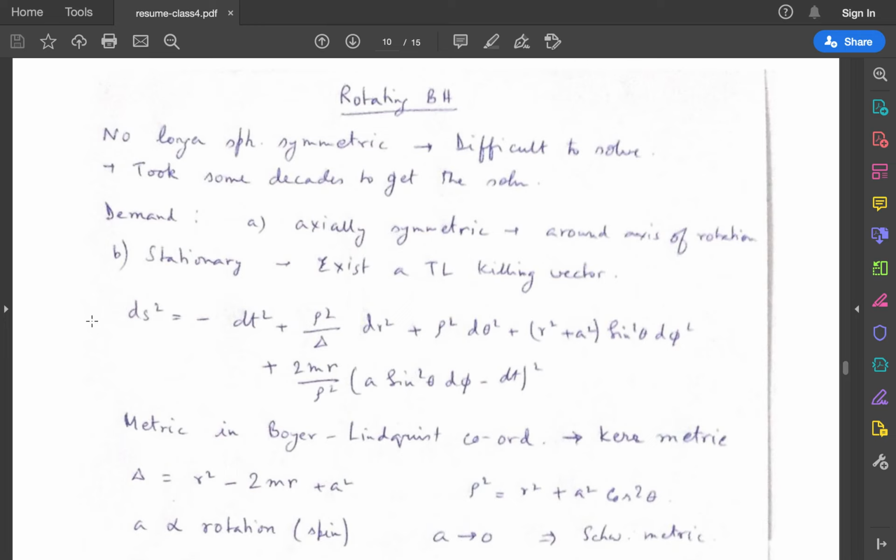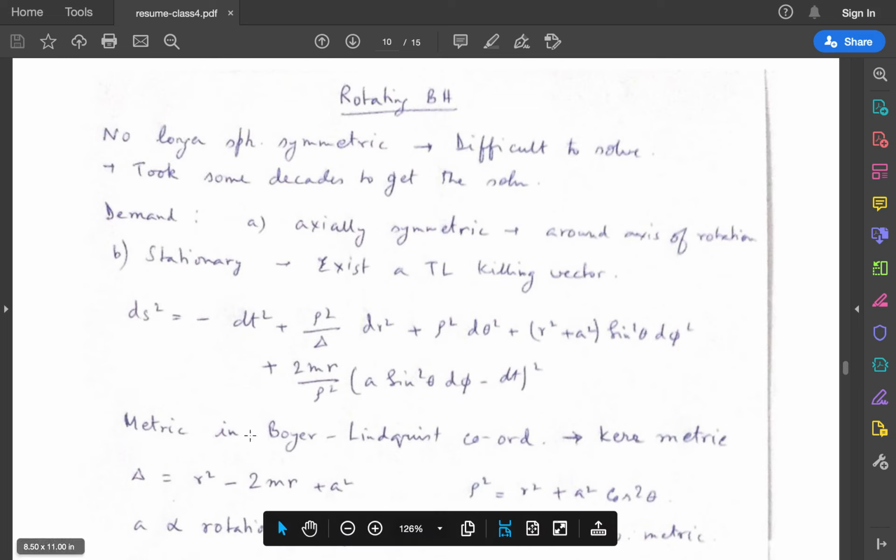Okay, and the metric, the line element that he came up with, which satisfies all these conditions and the Einstein equation, is this: minus dt square plus rho square by delta dr square plus rho square d theta square plus r square plus a square sine square theta d phi square plus 2m r by rho square a sine square theta d phi minus dt. Okay, so this is the Kerr metric.